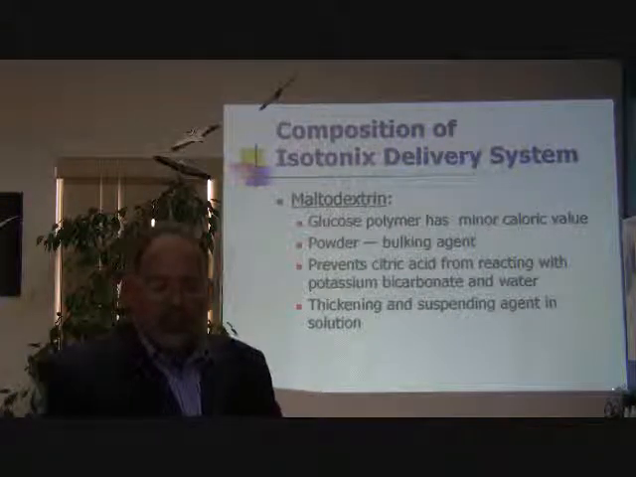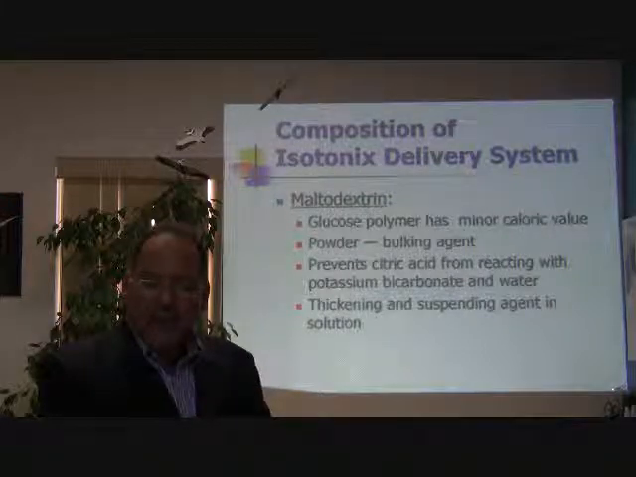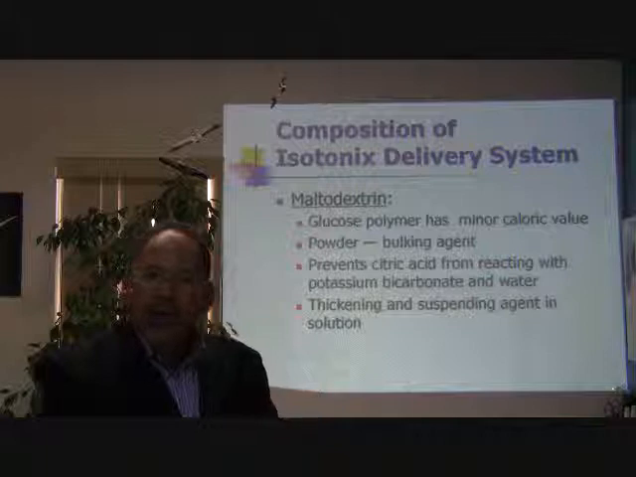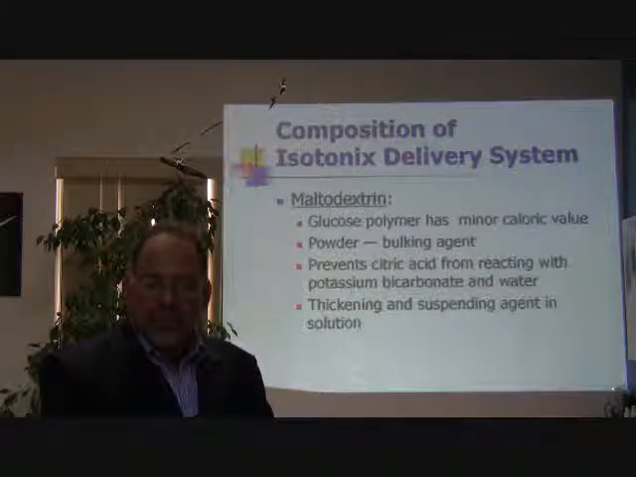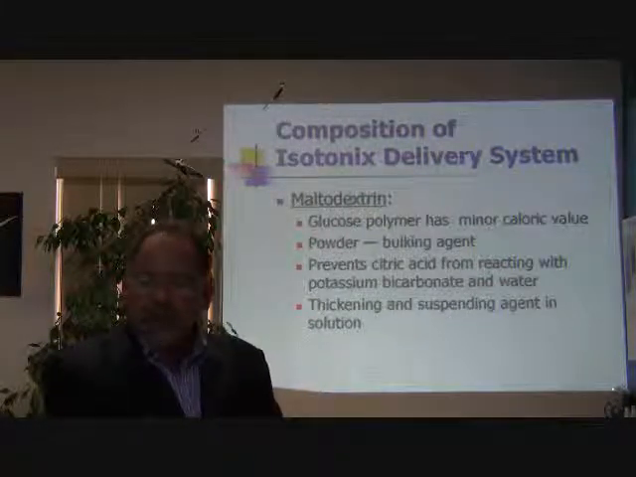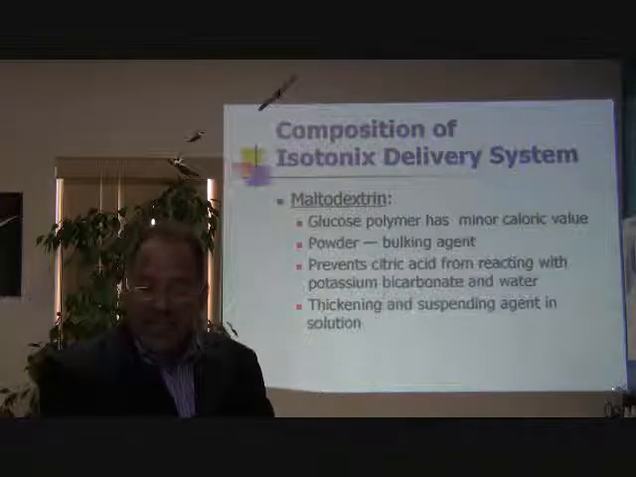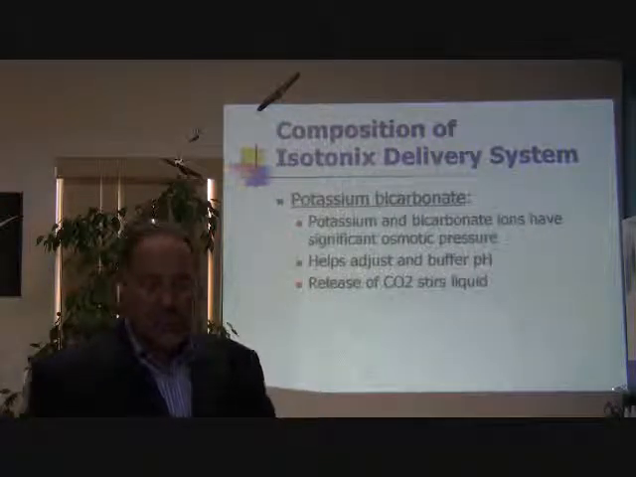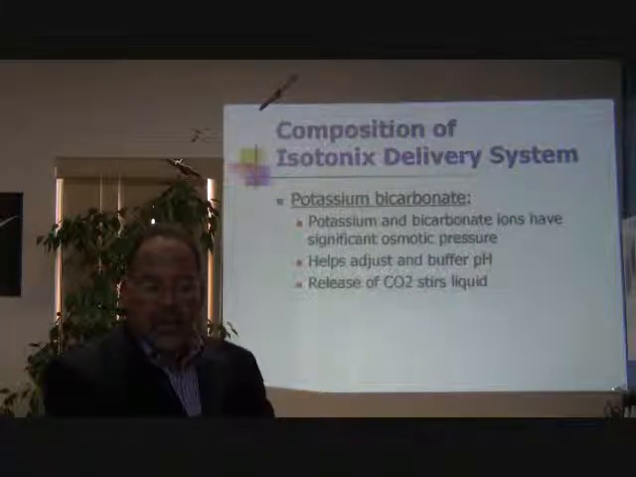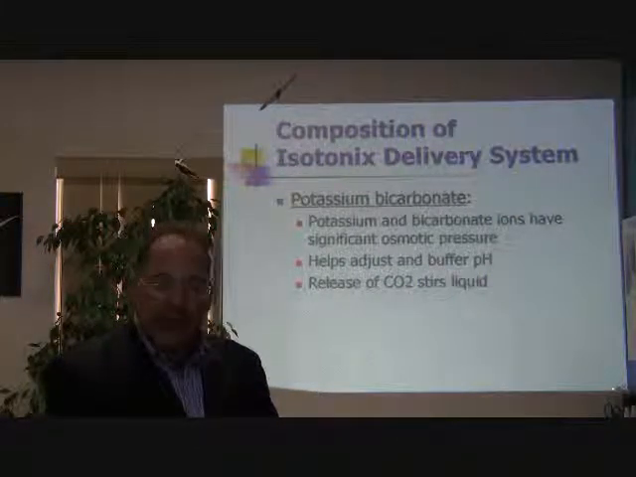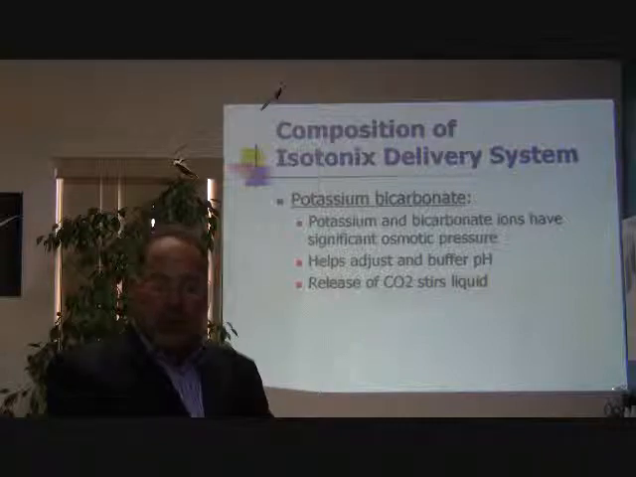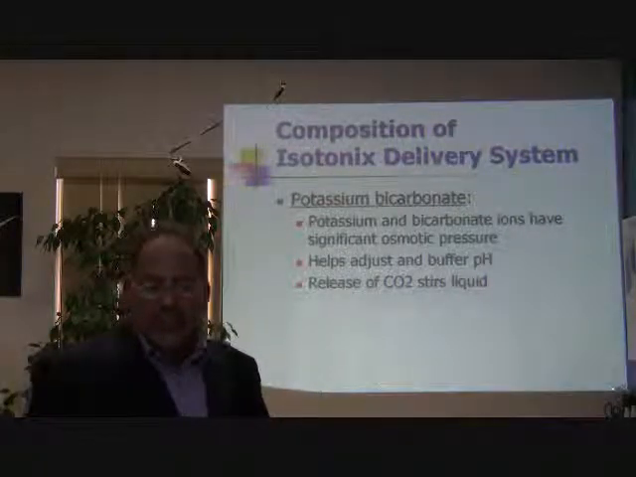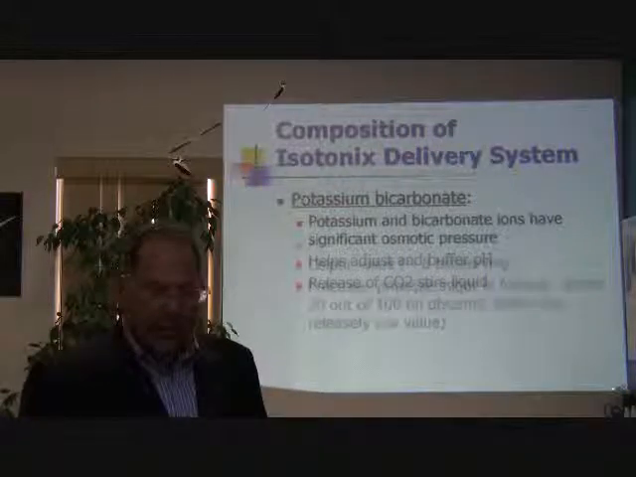Maltodextrin is there. It's a glucose polymer that has minor caloric value. It's a powder, it's a bulking agent. Prevents citric acid from reacting with potassium bicarbonate in water. Thickening and suspending agent in solution. Potassium bicarbonate is there. The potassium and the bicarbonate ions have a significant osmotic pressure. It helps adjust and buffer pH, and the release of CO2 stirs the liquid.